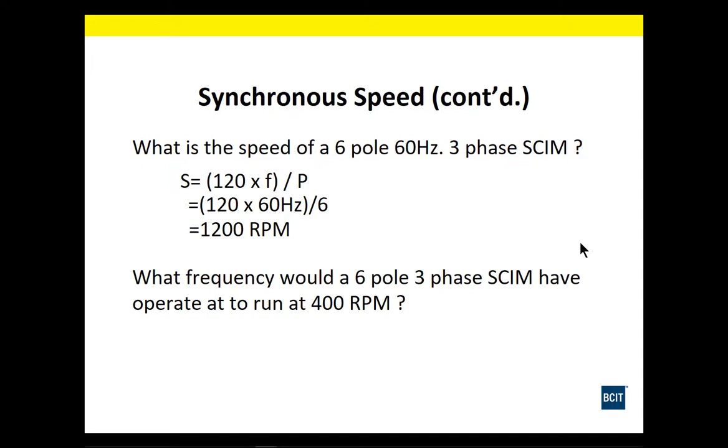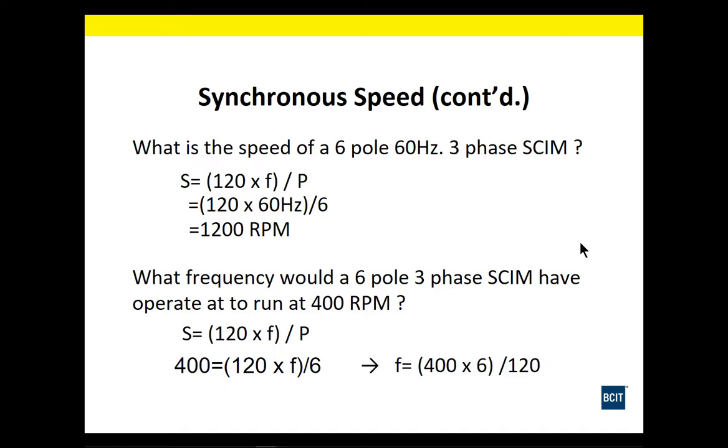Now, what would happen if the motor is running at a slower speed because it's being operated at a variable frequency drive, let's say? Can we calculate what the frequency is? Yes, we can. We can use the same formula where we populate the values in like so. We know the speed, 400. We know we have 6 poles, but we don't know our frequency. So if we transpose our formula, we have 400 RPM times our 6 poles divided by our constant of 120. And that's going to give us 20 hertz.